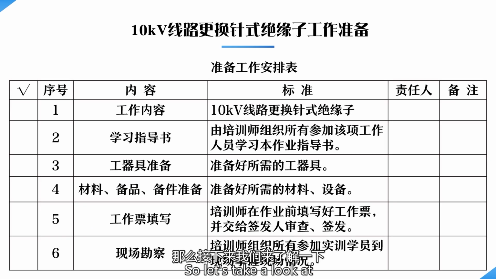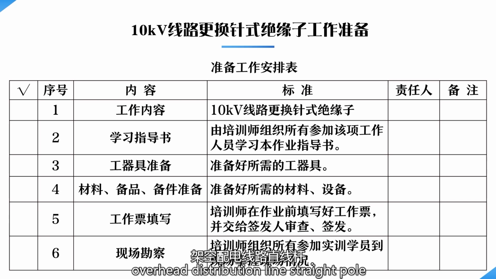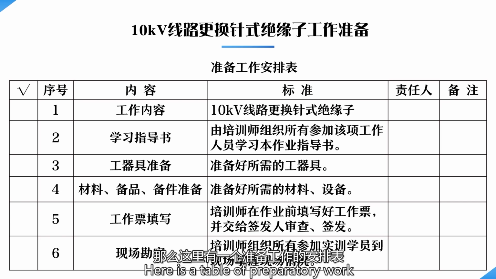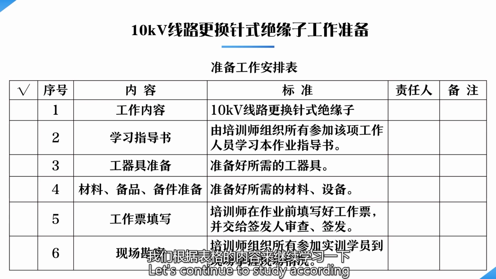So let's take a look at the preparatory work for replacing the side pin insulators on a straight pole of a 10 kilovolt overhead distribution line. Here is a table of preparatory work. Let's continue to study according to the contents of the table.